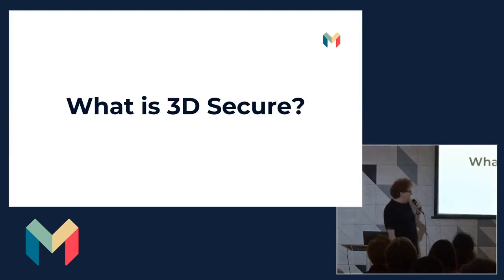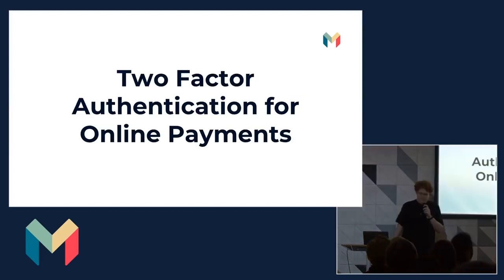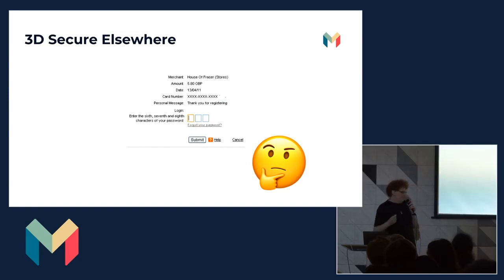So what is 3D Secure? In short, it is two-factor authentication for online payments. The way this works is that the merchant will request it for anything that they consider risky, which in some cases is apparently every single transaction. And normally when you go through this with almost every other bank, I believe it's all the same system that they all buy. You get this screen that's like enter the 6th, 7th, and 8th characters of your password.